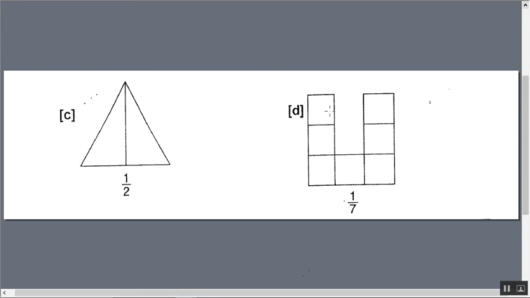Question C. Here we have half, 1 over 2. Here we have 2 parts, 1, 2. So we'll color only one of them, like this part. We will color this part, like this form. Question D. Here he said 1 over 7 or 1/7. Here we have 1, 2, 3, 4, 5, 6, 7. So we will color only one part, like this form.